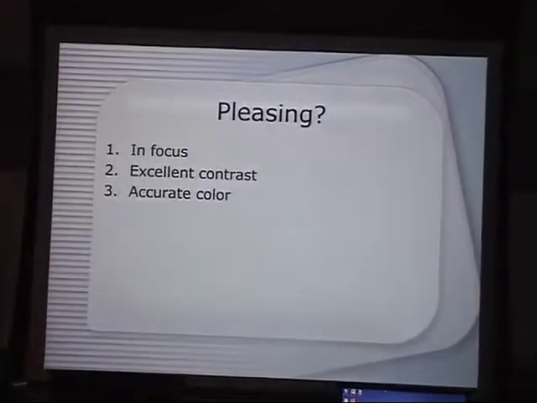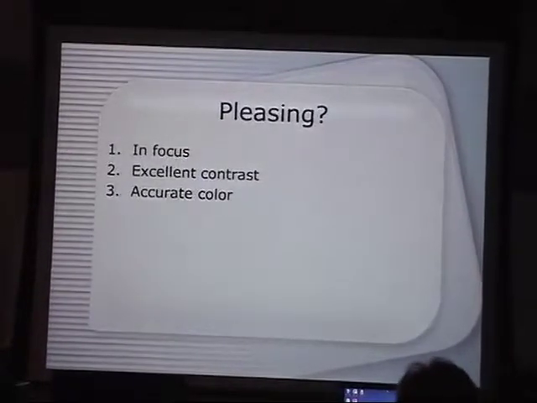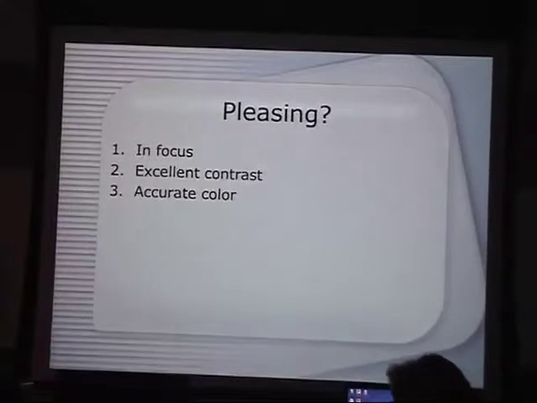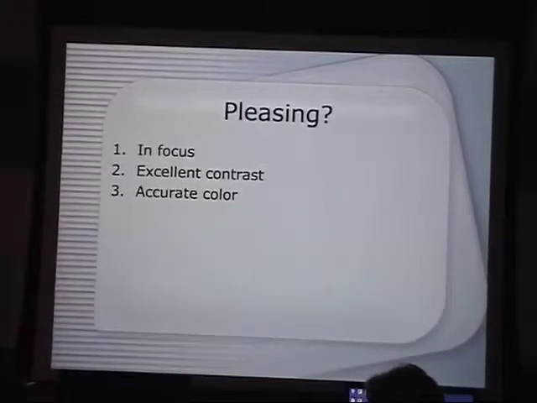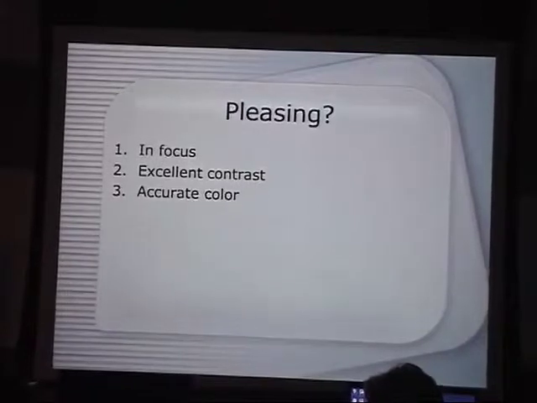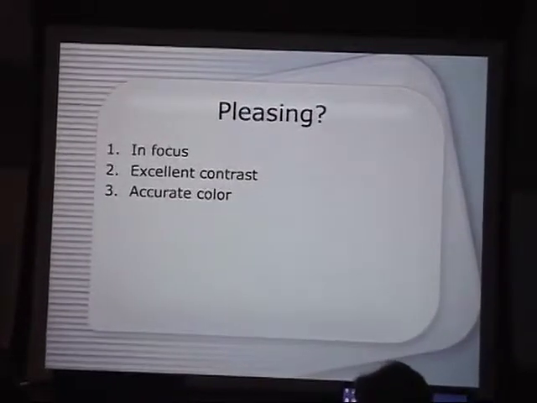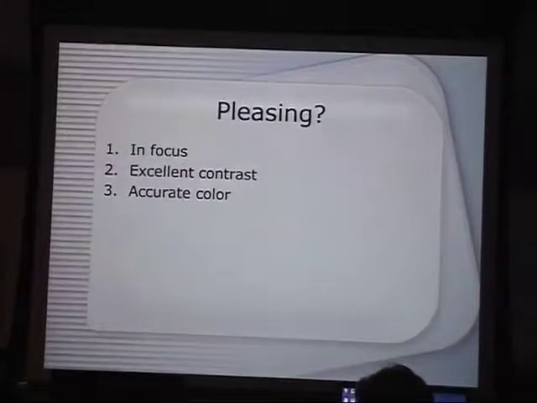So what do I mean by pleasing? Pleasing really is about three concepts. Number one, is it in focus? Number two, is the contrast good? Is it excellent contrast? Again, that can be based on what? Print, on screen. Number three, accurate color. Accurate color across the board, whether it's on screen or print, makes an image pleasing to the reader's eye.